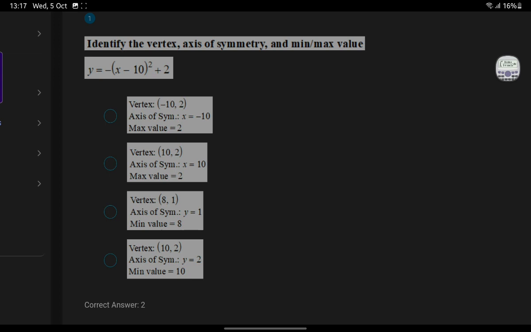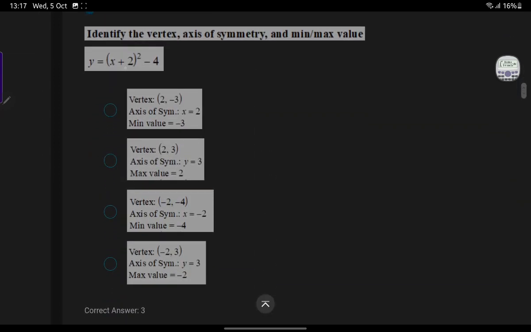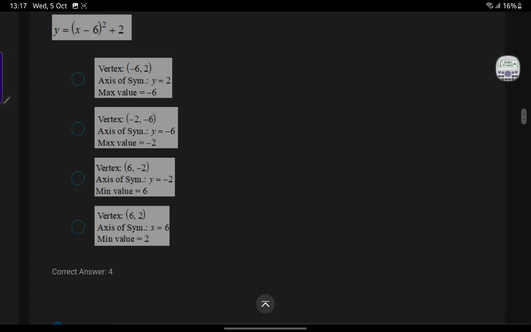Okay, in the first one, this is negative 10. We will take it 10 and 2. What's outside the bracket stays the same. 10 and 2, and it opens downwards, so it has a maximum. This one has maximum value 2. So the second one is the right answer. A different one: negative 2 with negative 4. Negative 2 and negative 4 here. This is 6 and positive 2. This one.